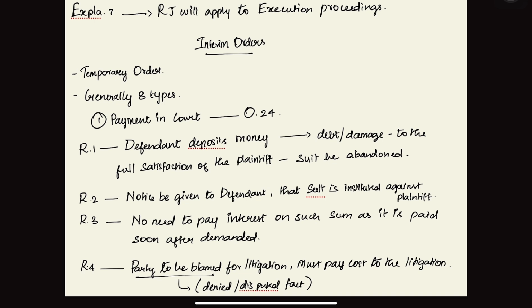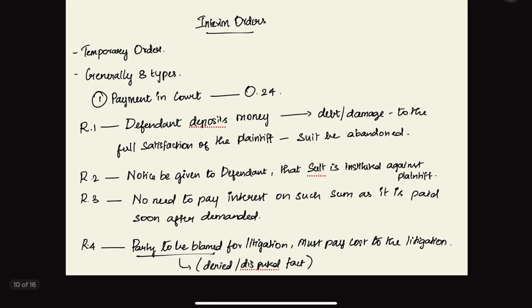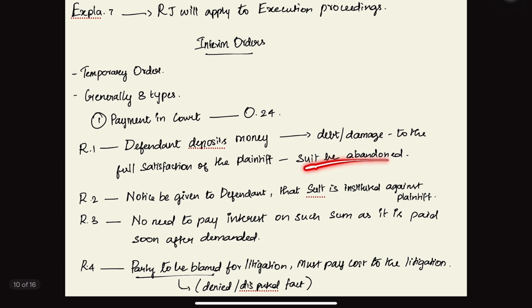So without even providing notice to the defendant, he directly goes to the court and seeks the money that he has lent. In such a case, the defendant, without hesitating, without causing any inconvenience or delay to the court, pays the amount that has been demanded. In such a case, no cost will be applied to the defendant, right? That is the scenario here. Before the defendant deposits the money, debt or damage, for the full satisfaction of the plaintiff, no cost will be imposed and the suit will be abandoned.